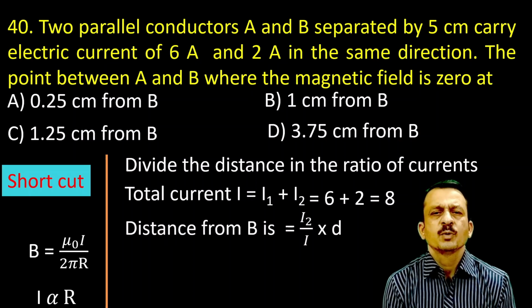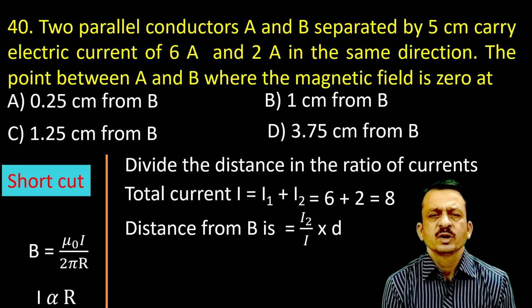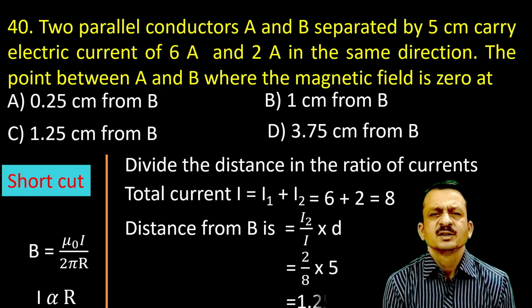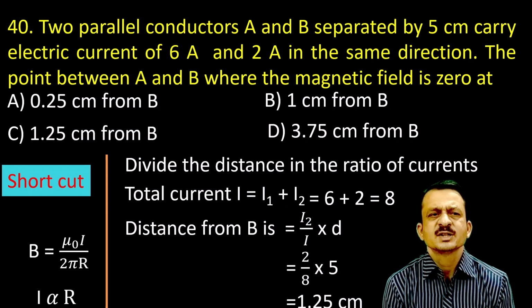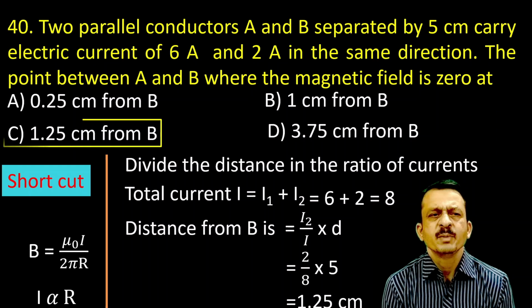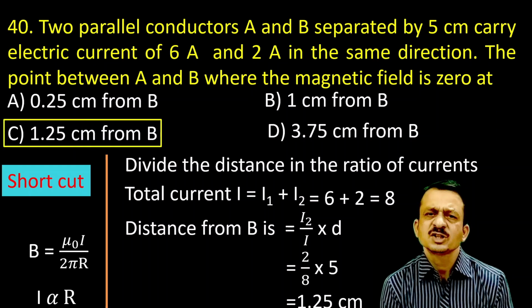Now, distance from point B, because the answer is given with respect to B. Distance from the second conductor B is equal to the current flowing through the second conductor I2 divided by the total current, into the distance. This is the simple method. So the current flowing through the second conductor is 2 amps, divided by 8, into 5. Therefore it is 5 by 4, which is 1.25 centimeter from the second conductor B. Therefore C is the right answer. Now this is the shortcut method.